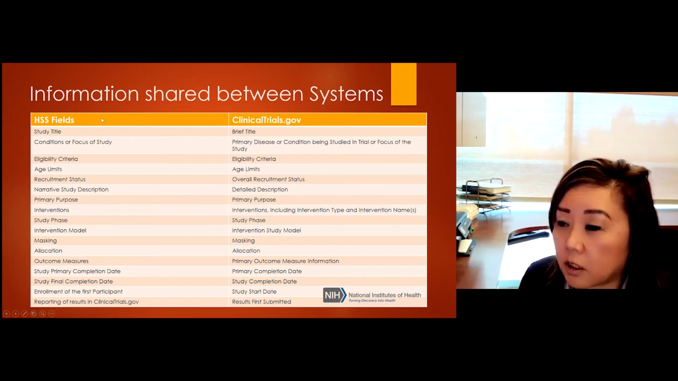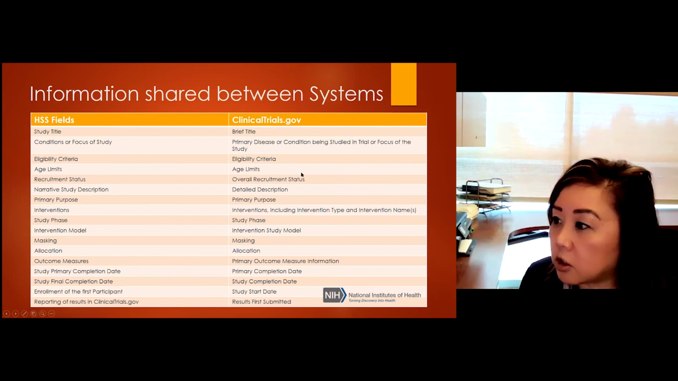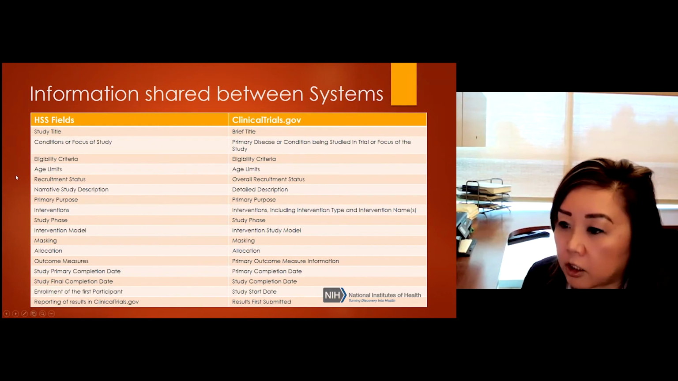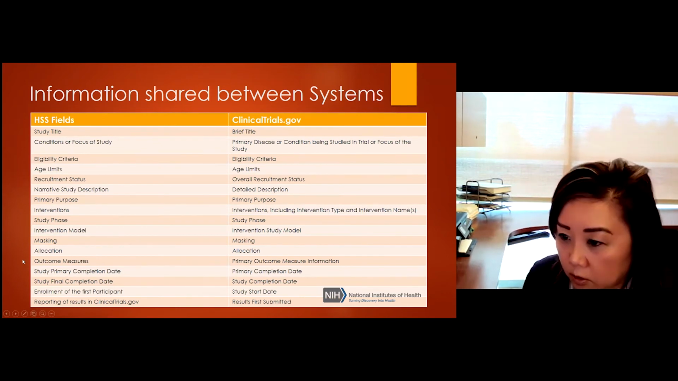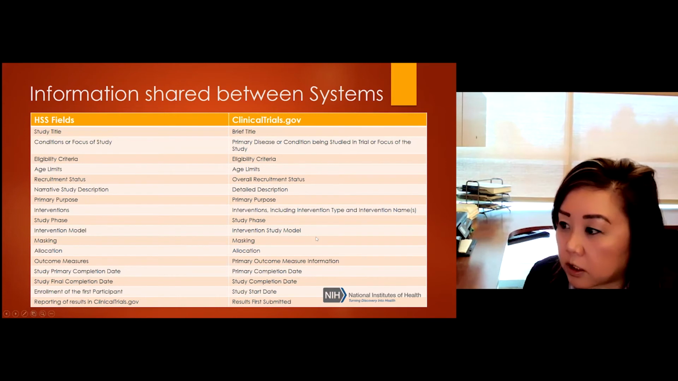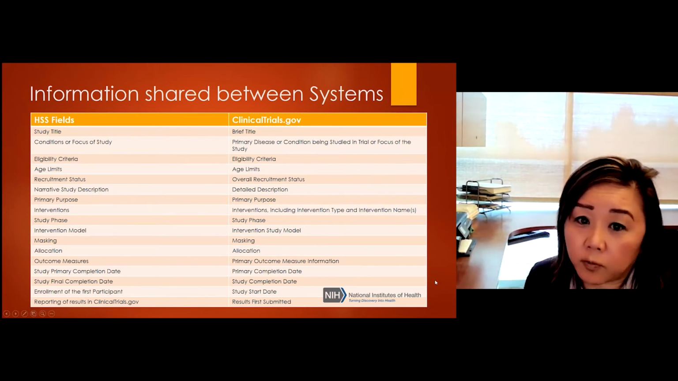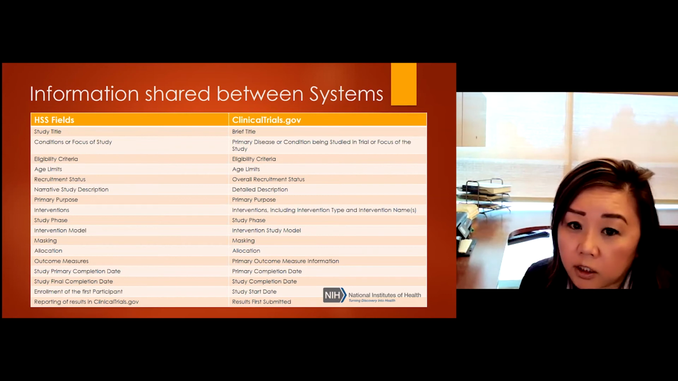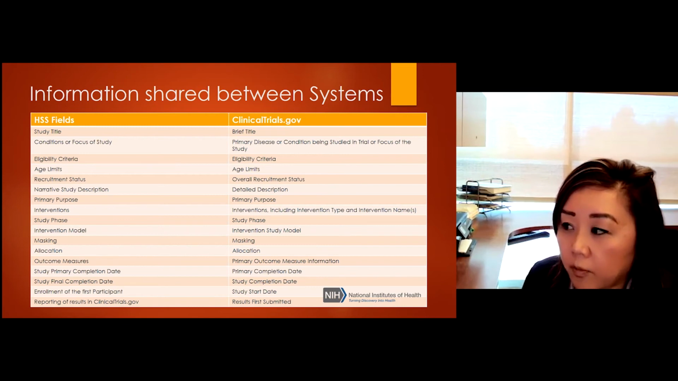These are also other fields that connect within the HHS NIH system and clinicaltrials.gov. Although they're named a little bit differently, for the most part the title, the conditions, primary disease or condition, eligibility, age limits, and recruitment are the data fields that match up, making sure the information is consistent. Now, if it's inconsistent, we've been getting a lot of inquiries from the NIH GMS coming back to us to correct these, to make sure that both systems have the same data.